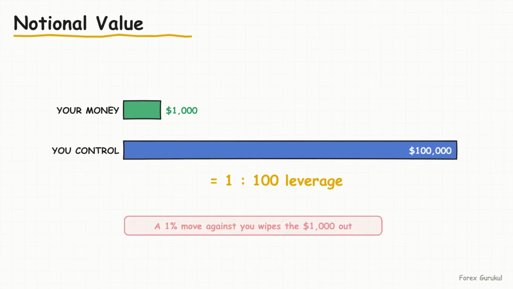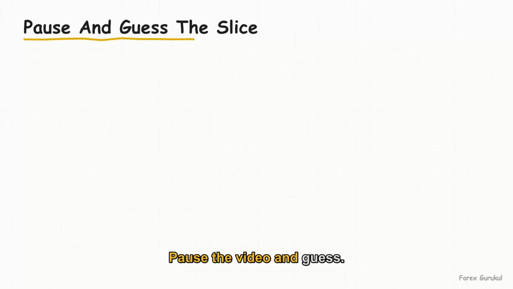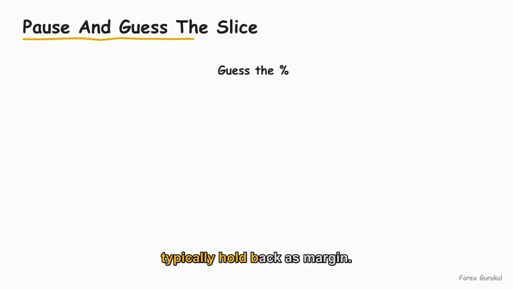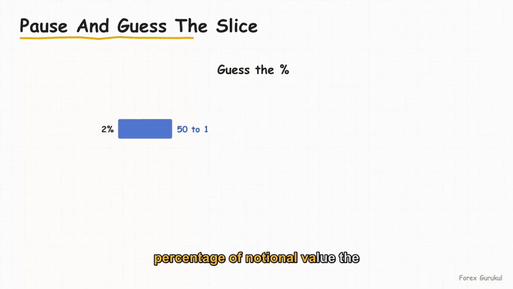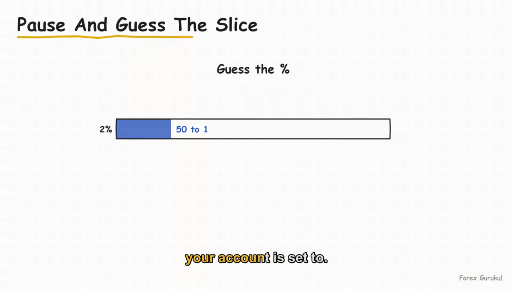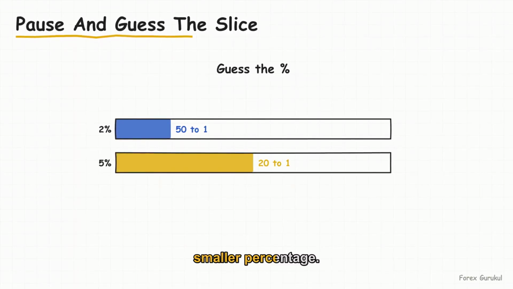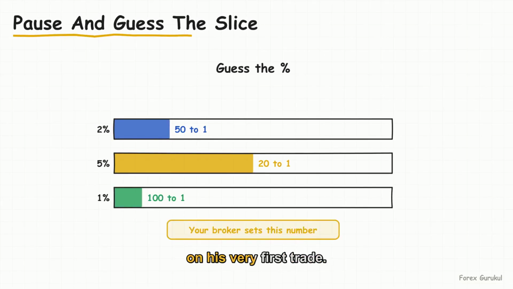So how big is that slice? The broker sets a number for that, and it is worth guessing before I say it. Pause the video and guess. On a standard account, what percentage of that full notional value does a broker typically hold back as margin? 2%, 5%, 1%. This is called the margin requirement, and it is simply the percentage of notional value the broker requires locked to let you open the trade at all. It moves with the leverage your account is set to. Higher leverage, smaller percentage. Lower leverage, bigger percentage. This one number is the missing piece Alex needed. And once you have it, you can calculate the exact dollar figure that got frozen on his very first trade.